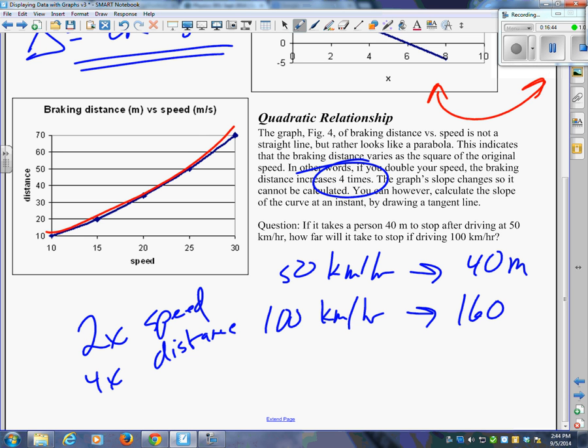Because it's 2 squared. What's 2 squared? 4. If you're traveling 3 times faster, Mitch, then it's going to be how much farther? Squared. A lot. A lot is not an accurate enough number for me. 9. 3 squared is 9. 4 times faster? 16 times farther. And so on. Okay? We'll revisit that again.